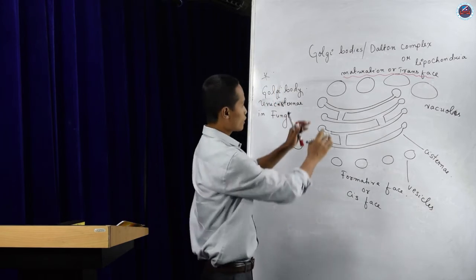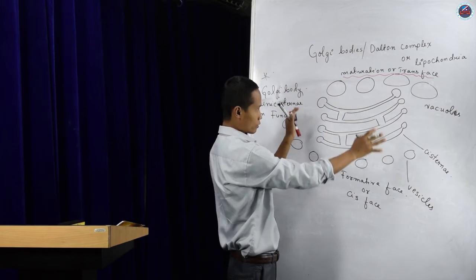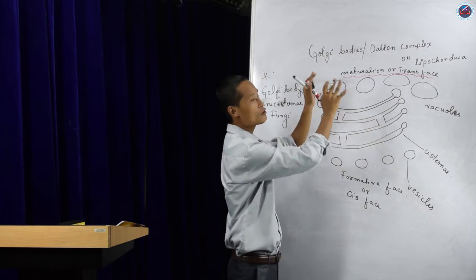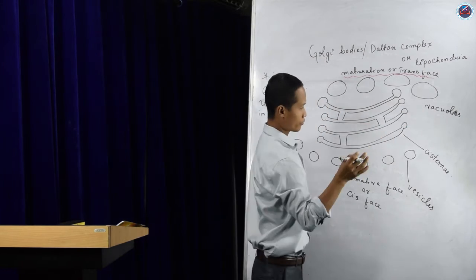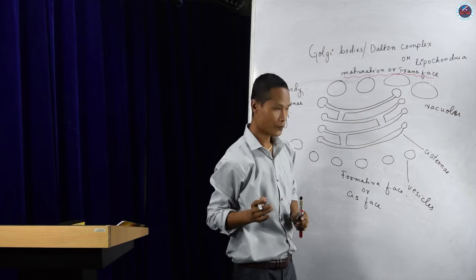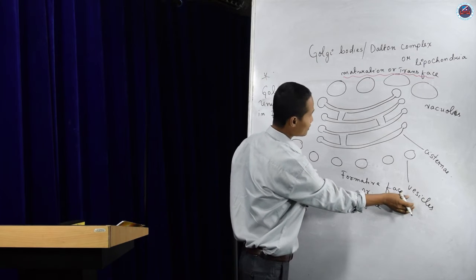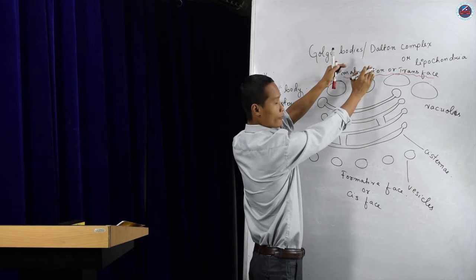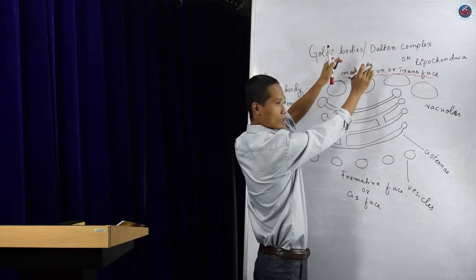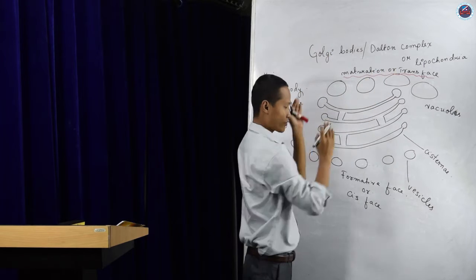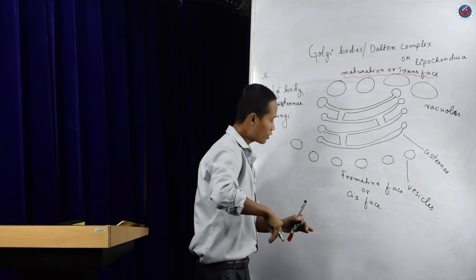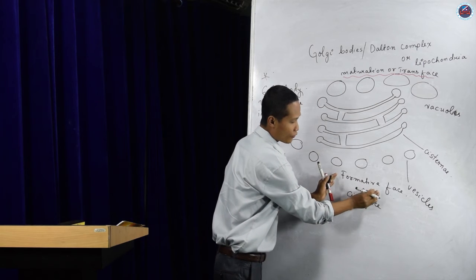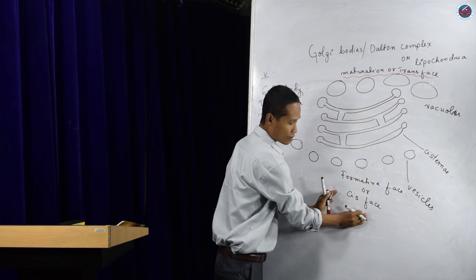Now these constitute your Golgi body. We have vacuoles, we have cisternae, we have vesicles. Toward the concave side we call it the maturation or trans phase. Toward the nuclear membrane it is said to be the formative phase or the cis phase.